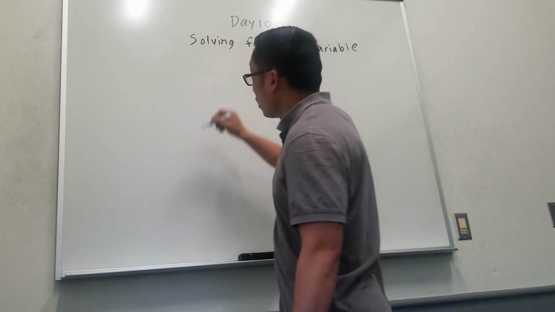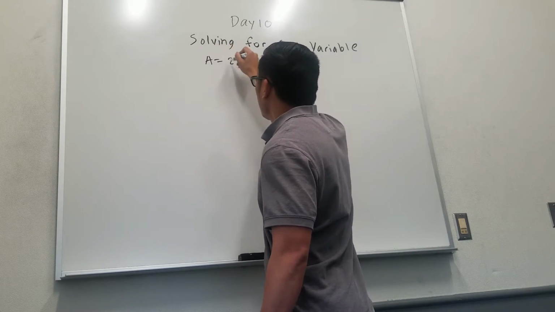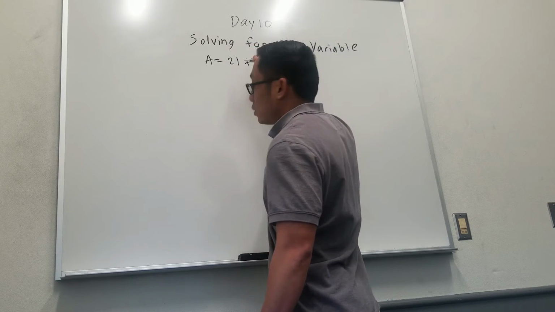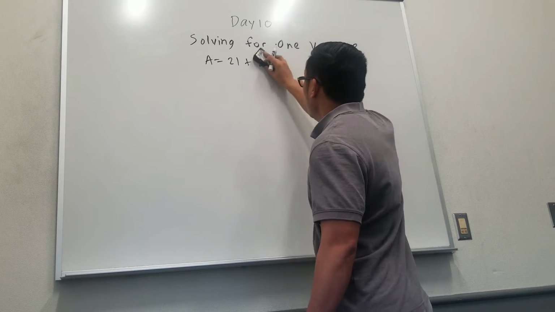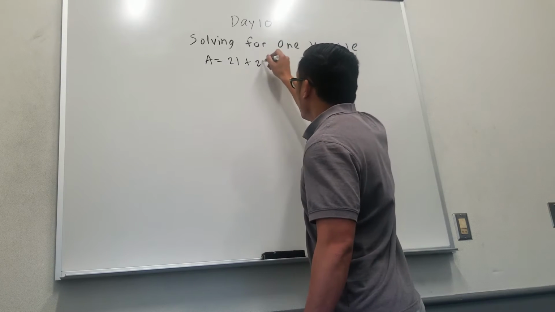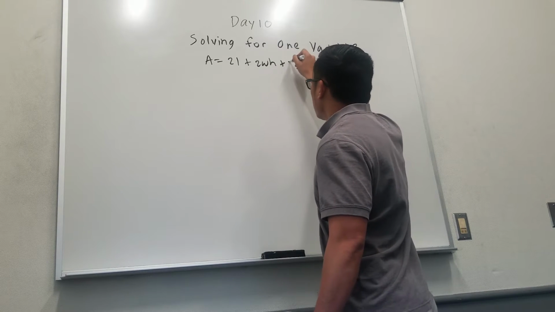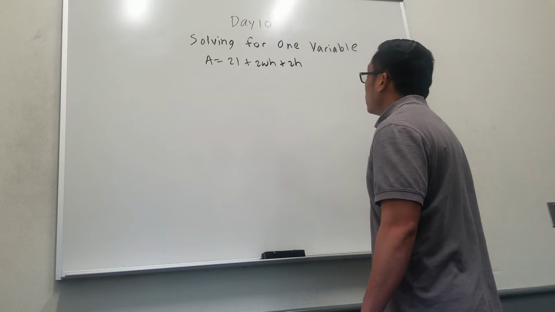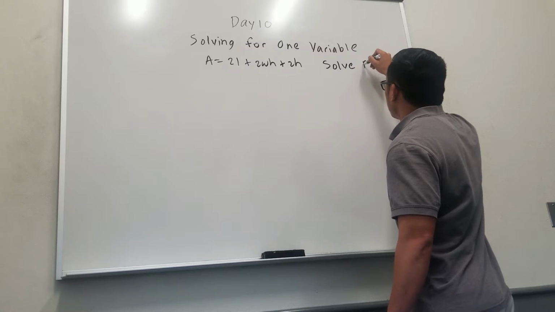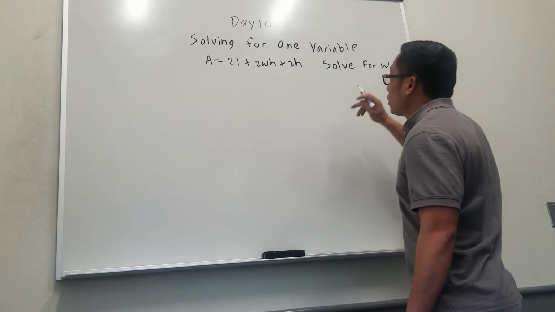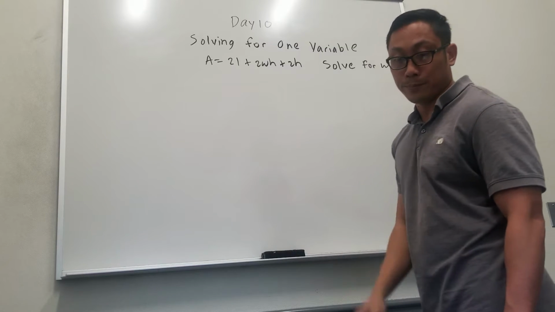So A is equal to 2LW plus 2WH. What is that? I have no idea. That's 2H. So we want to solve for W. Solve for W. So when I say solve for W, I want W by itself.